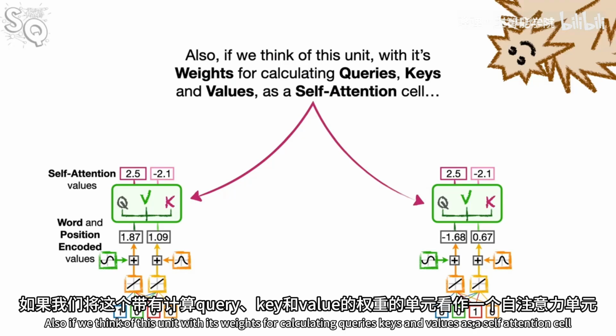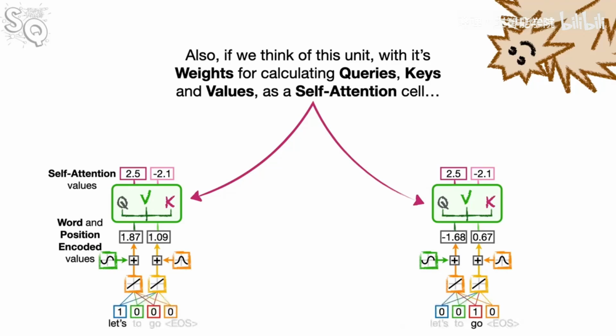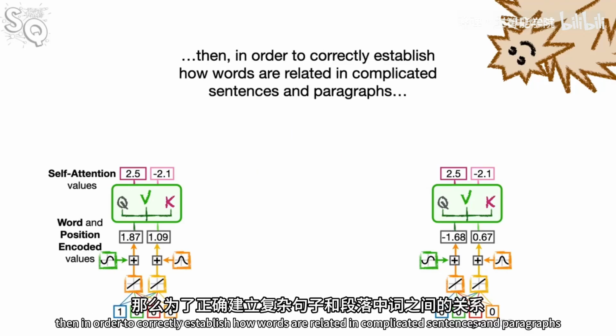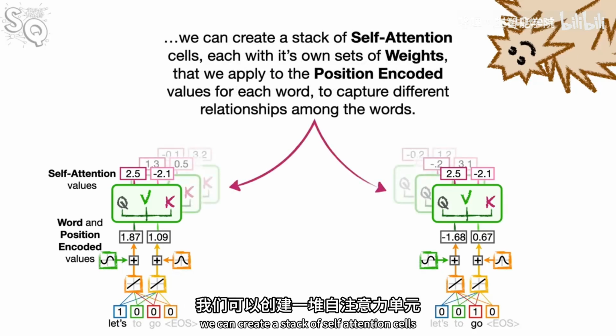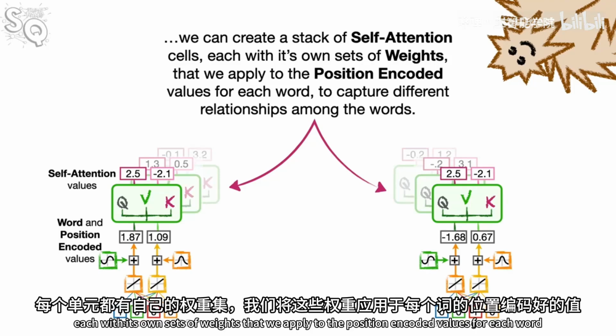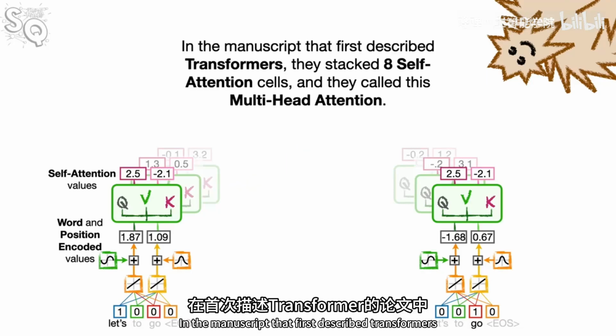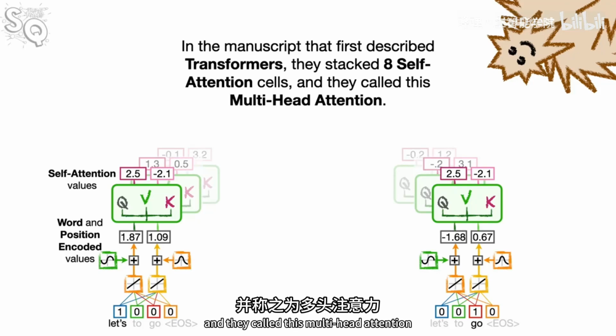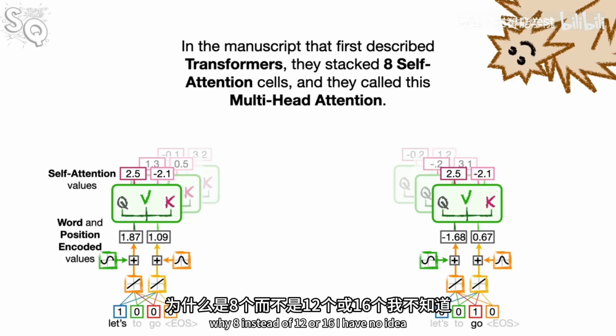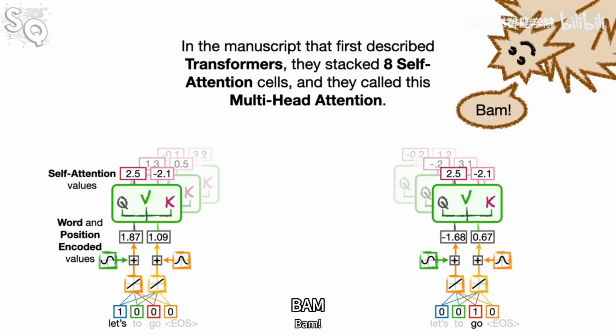Also, if we think of this unit with its weights for calculating queries, keys, and values as a self-attention cell, then, in order to correctly establish how words are related in complicated sentences and paragraphs, we can create a stack of self-attention cells, each with its own sets of weights that we apply to the position-encoded values for each word to capture different relationships among the words. In the manuscript that first described transformers, they stacked 8 self-attention cells, and they called this multi-head attention. Why 8 instead of 12 or 16? I have no idea. Bam!